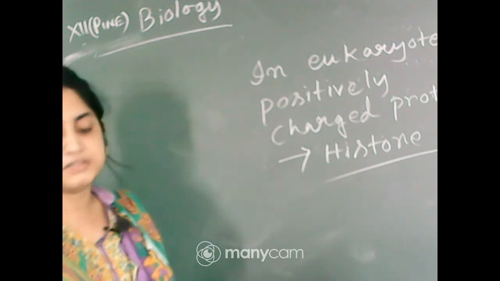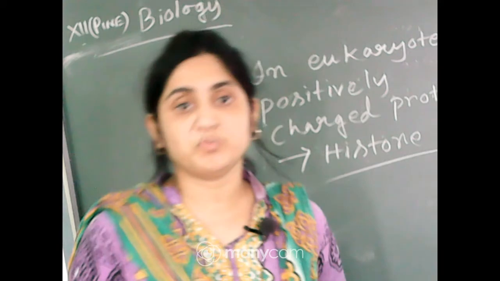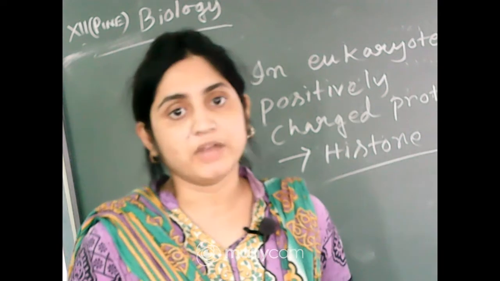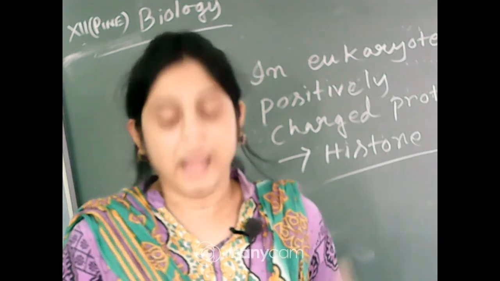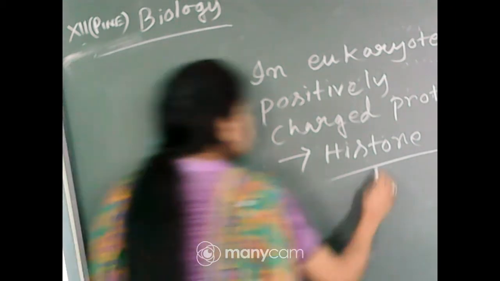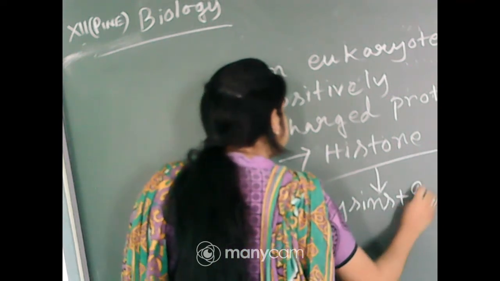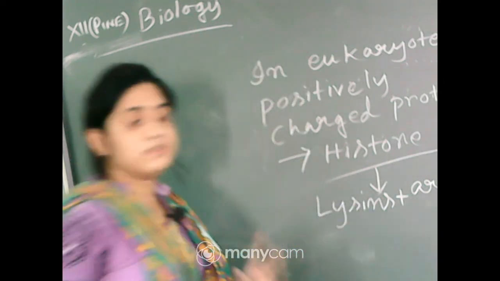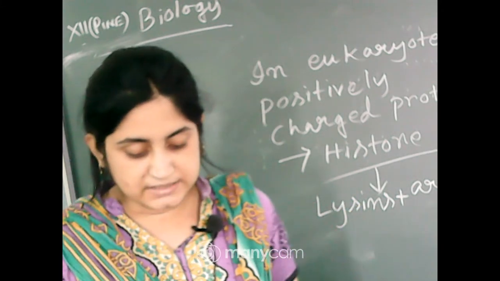Positively charged amino acids are present in the protein, and histone is made up of amino acids which are also positively charged. You know that proteins are polymers of amino acids. The basic unit of proteins is called an amino acid, and here the amino acids are lysine and arginine. So histone protein is made by lysine plus arginine. These two amino acids specially make the histone protein. Both residues carry a positive charge in the side chain.